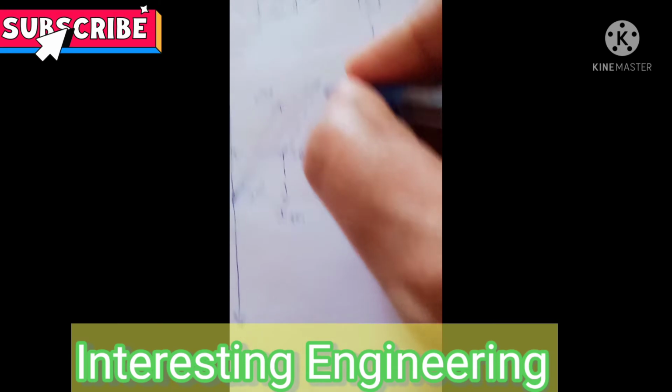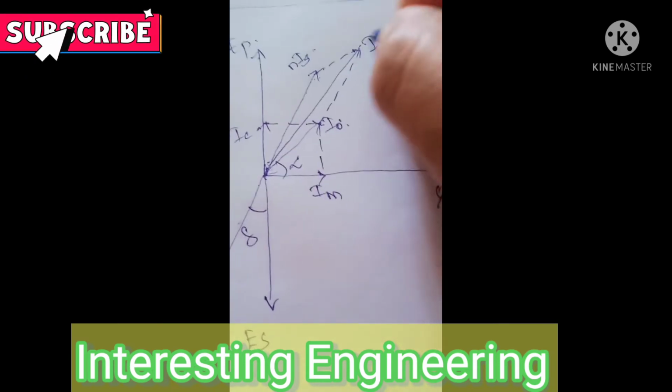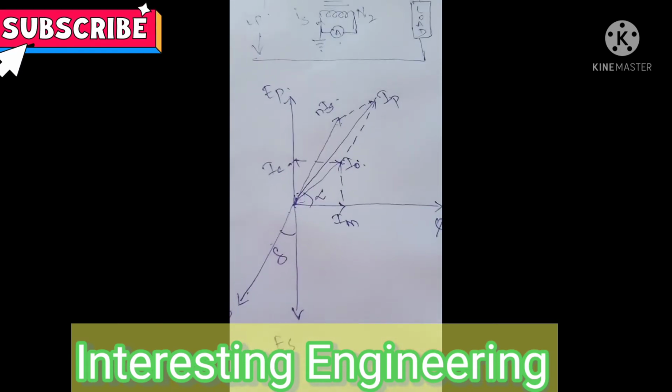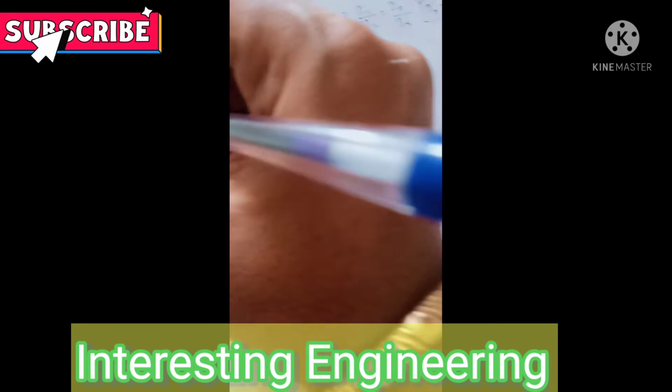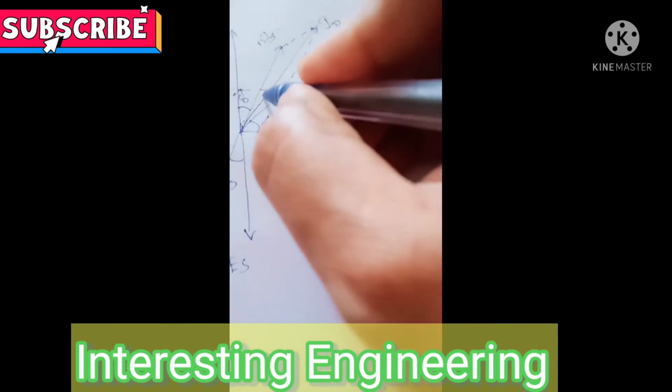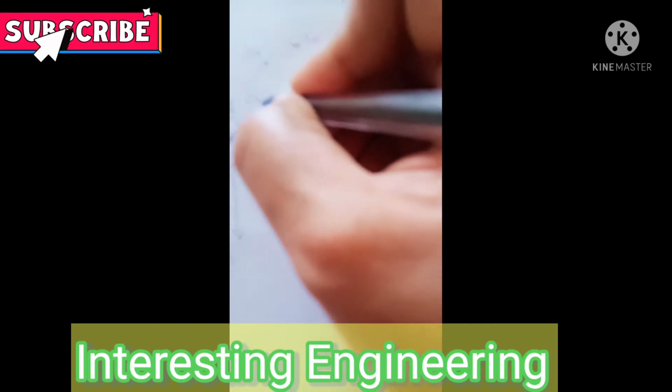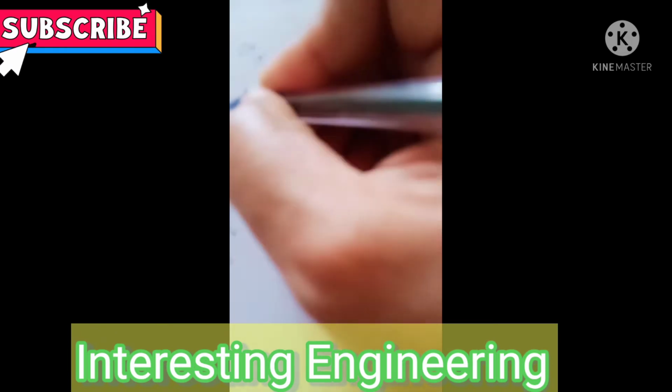The net component will be IP. So here we have IP, and this angle, here we have delta, here we have alpha. So here this angle will be 90 minus delta minus alpha.